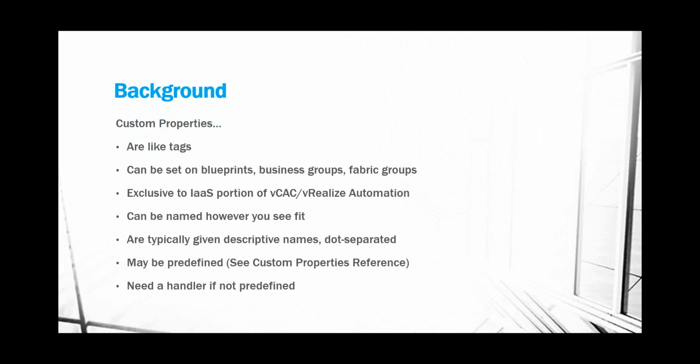Typically, you're going to want to give them some sort of descriptive name, and name them from general to more specific. One thing to realize, though, of course, is that for everything that you create that doesn't already come in the custom properties reference, you'll have to add some sort of handler for it. So if you create a new custom property named, say, virtual machine that do really cool stuff, if there's not a handler out there that knows what to do when you set the do really cool stuff property, it's not going to do anything interesting.